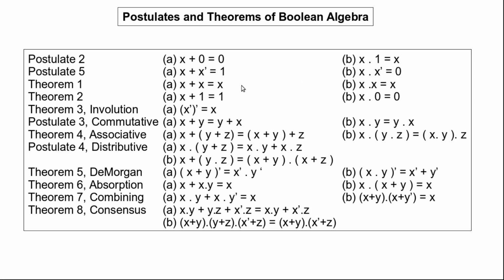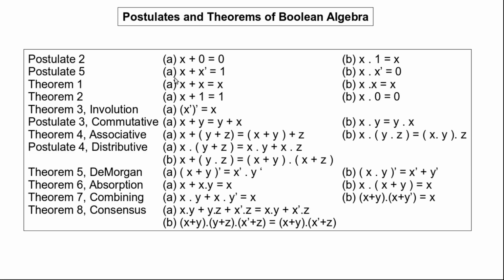And postulate 5 says that x plus x prime should be equal to 1 and x dot x prime should be equal to 0. Postulate 3 says that commutative, x plus y should be equal to y plus x, and similarly for dot. And now this table also lists the theorems. So postulates come from the definition of the Boolean algebra, whereas the theorems we can derive using the postulates.